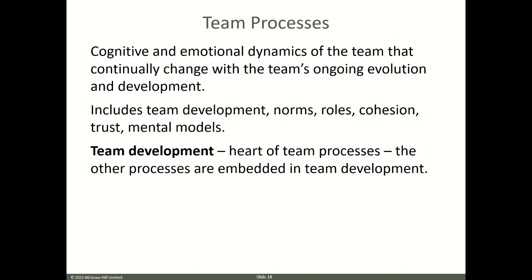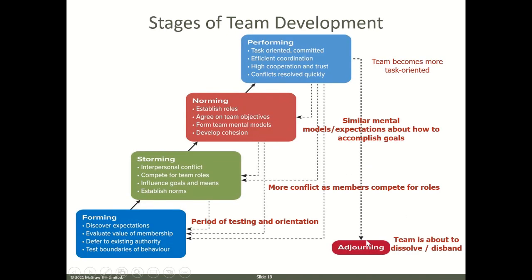Now, if we talk about the team process, these are the cognitive and emotional dynamics, the forces of the team that continually change with the team's ongoing evolution and development. That includes team development, norms, roles, cohesion, trust, and mental models. Team development is the heart of team process, first of all, and the other processes are embedded in team development. So there are different stages, the stages of team development.